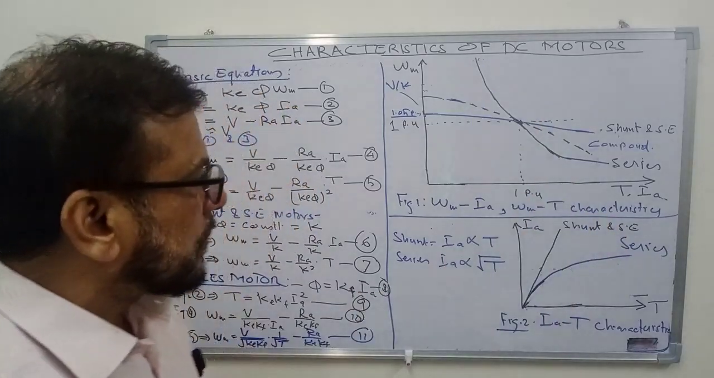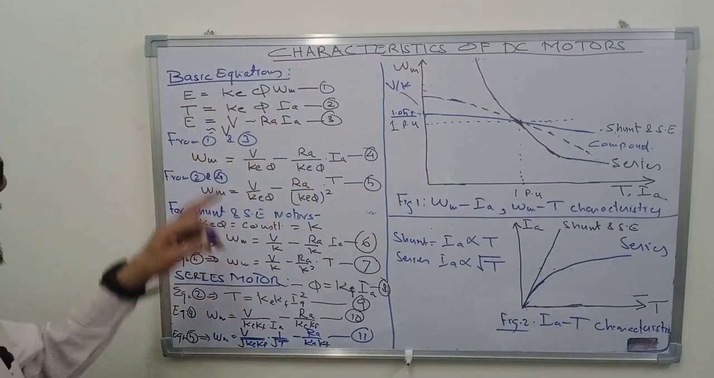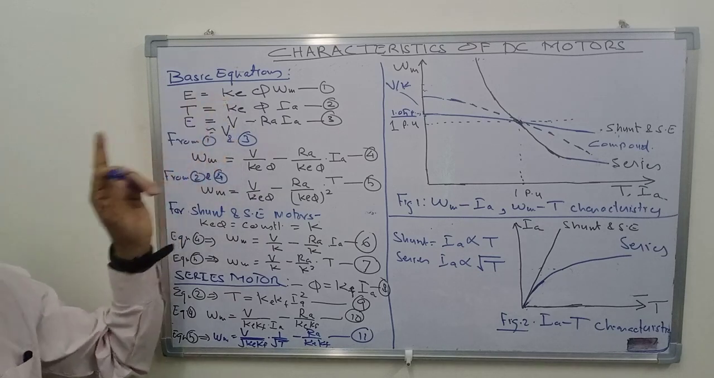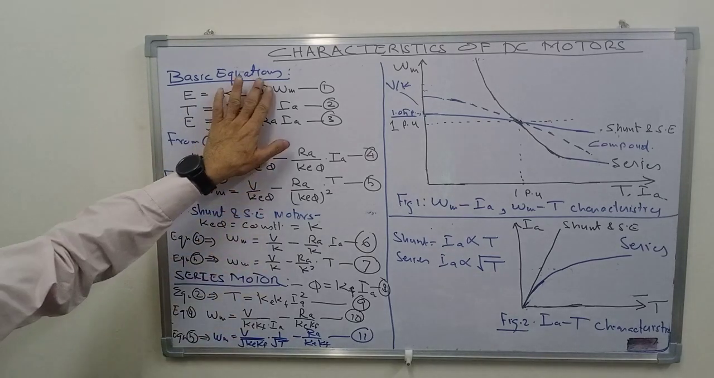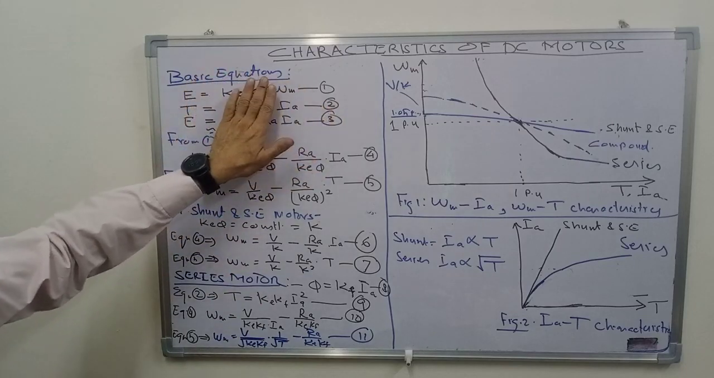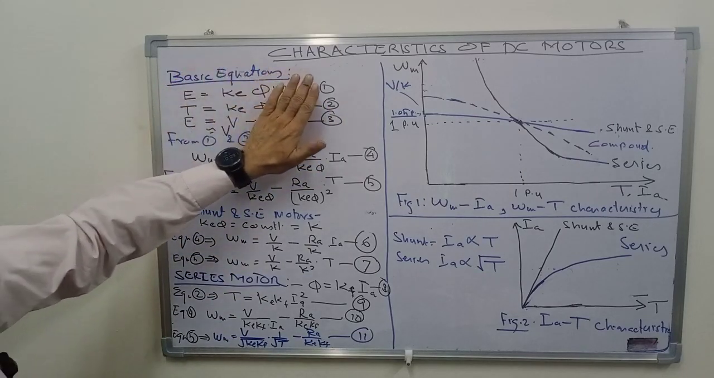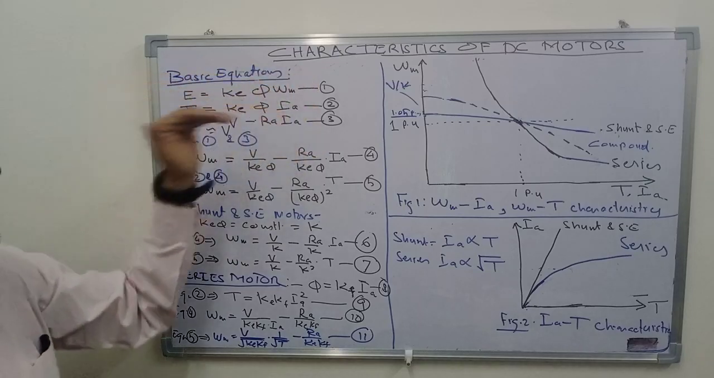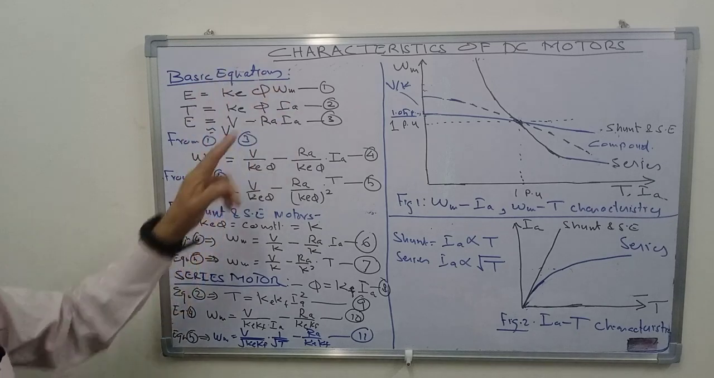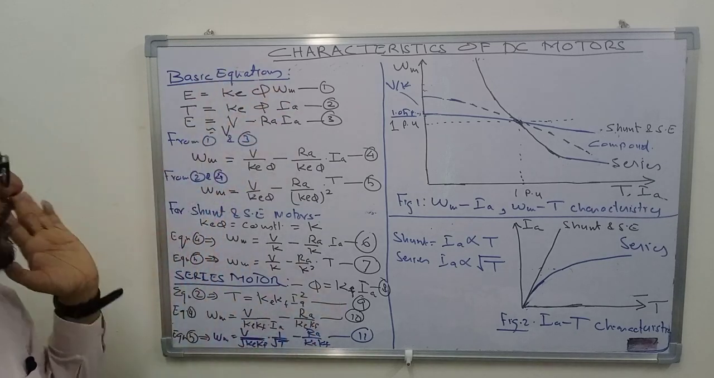So now you can see one more thing, why the speed drops more in case of series motor. You can view it in this way also. You see equation number 1. In the case of shunt motor, flux is constant. So as the motor is loaded, flux remains constant, back EMF remains constant. So the speed remains almost constant. The drop is only because of armature circuit resistance.